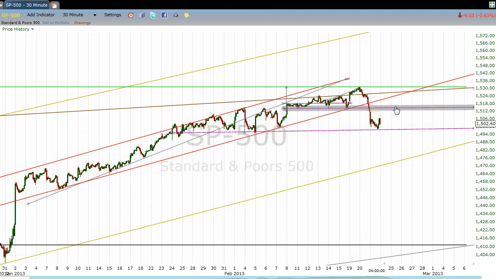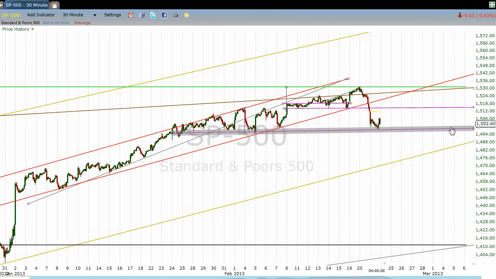Look for this line around 1515 to be resistance. If the S&P can overcome that, then potentially back to the mid to high 1520s, but I would expect pretty strong resistance there. And it's possible that we stay between these two lines, because this has shown support. This now should be resistance. If we were to bounce around between these two lines for a little while, then what we would be forming would be a little head and shoulders top.